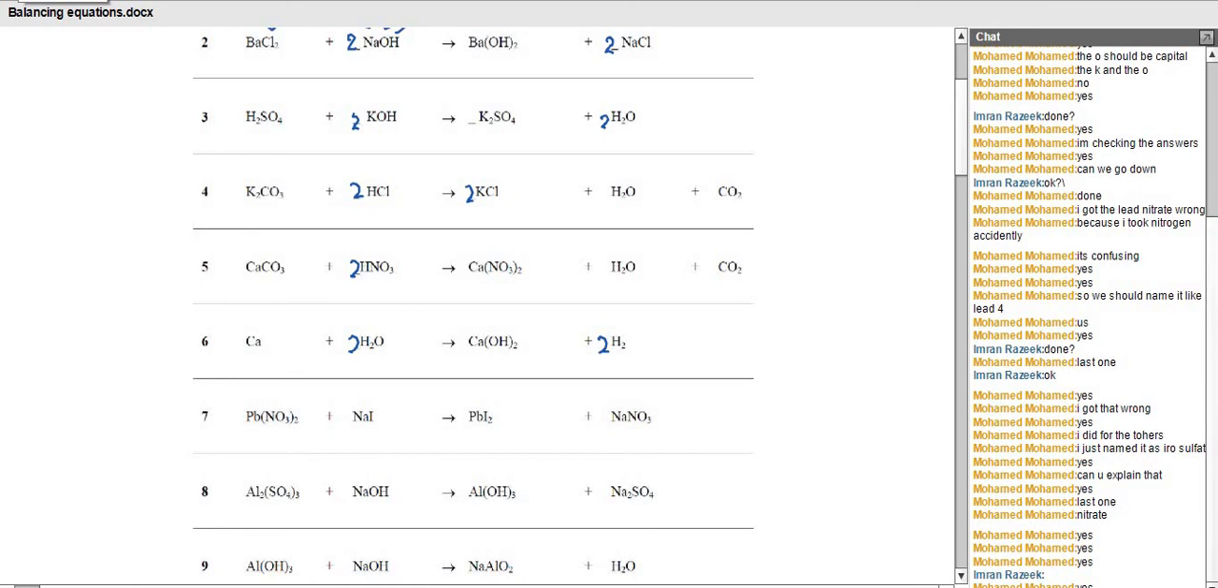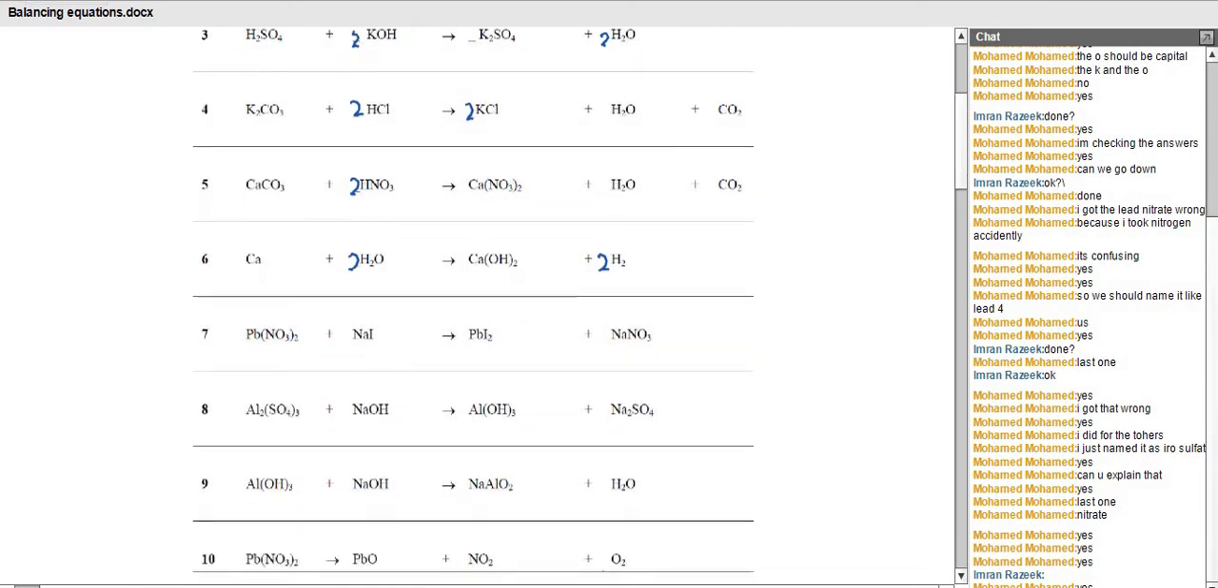4, 6, yeah, it's balanced now. The 6th one as well. You can check your answers. So nitrate, there's 2, so put 2 in front of sodium nitrate and 2 in front of sodium iodide. Then the iodine is balanced, so sodium is balanced. The rest of the elements are balanced.